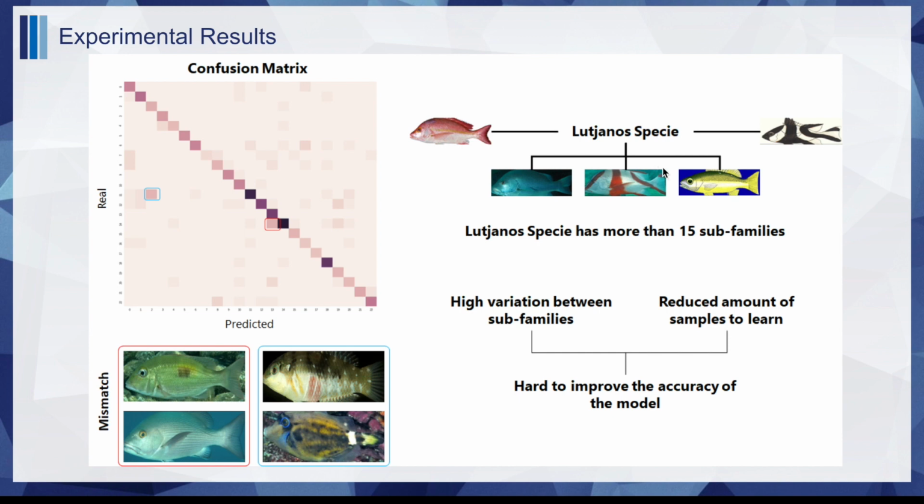Also, as I mentioned before, we have real images already cropped with no noise, some images with noise, and also some drawings. So if we have few samples for one of the subfamilies, the model will have a hard time predicting the right family. So at the end, as a summary, if we have high variation between subfamilies and we have few samples of each one of the subfamilies, the model will have a hard time improving the accuracy because it won't be able to predict correctly and there will be mispredictions.